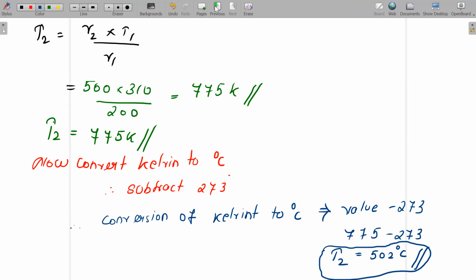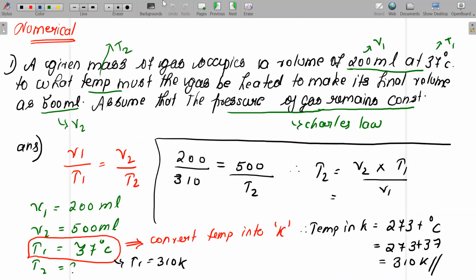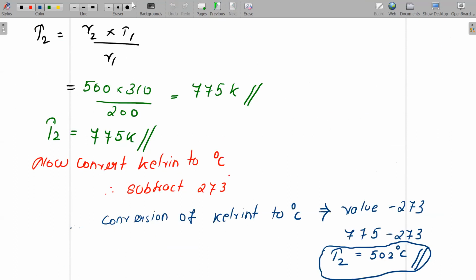So children, what we have done, please revise once again. We understood already they gave it as pressure of the gas remains constant. From that, we understood that we should opt for Charles law, right? Now here, we understood what is V1, V2, T1 and T2. We understood we need to find T2. So we introduced Charles law. Based on Charles law, we found the equation for final temperature, that is V2 into T1 by V1. We substituted the value. We got the value in Kelvin scale.